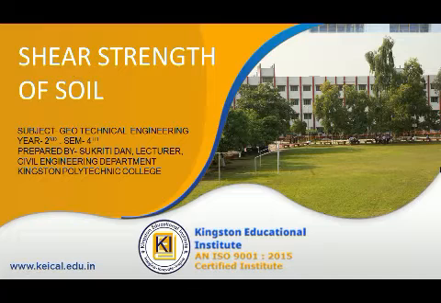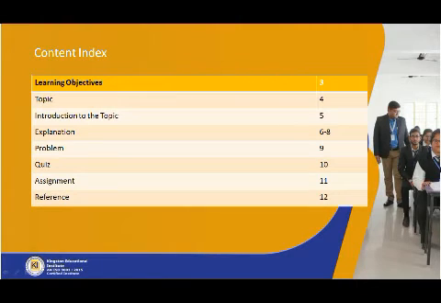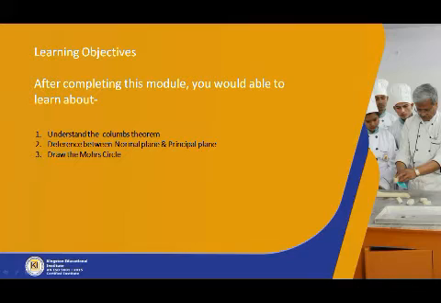Okay, so we discuss different topics, and now the main learning outcomes will occur. After completing this module you would be able to: number 1, understand Coulomb's theorem; number 2, differentiate between normal plane and principal plane; and number 3, draw the Mohr circle.